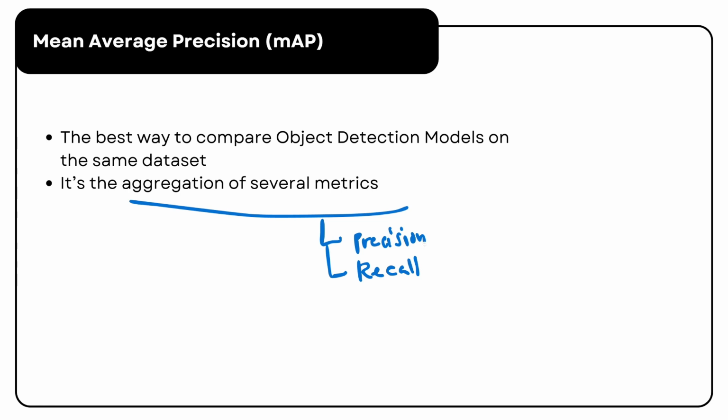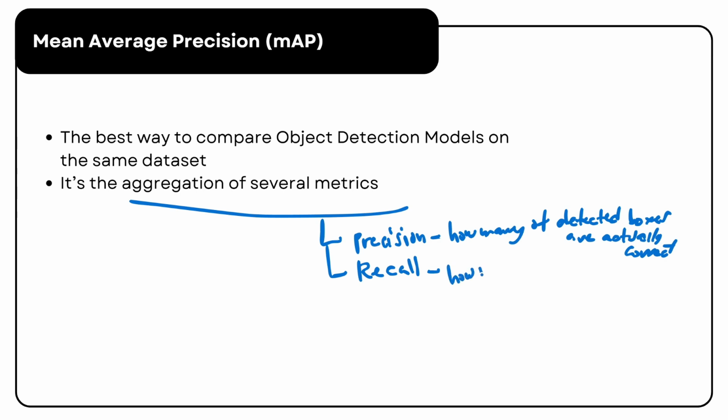So precision and recall is one of the metrics to be used for mean average precision. Let's break it down and see what these metrics tell us. Precision tells us how many of the detected boxes are actually correct. And recall tells us how many of the actual objects we manage to detect.